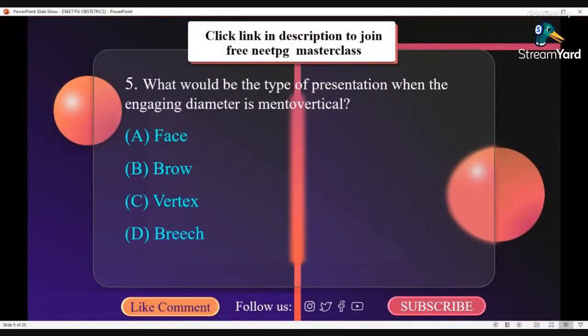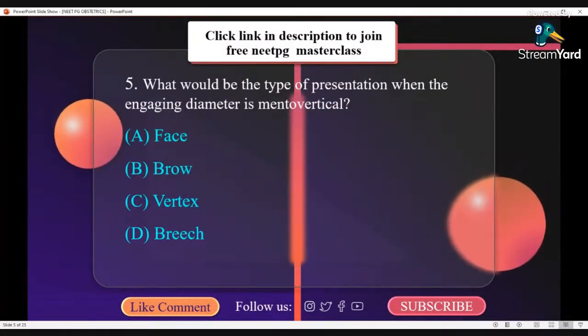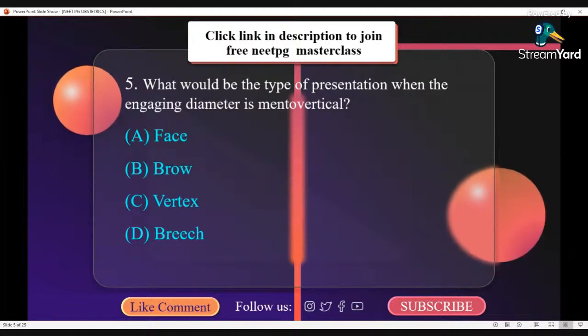What would be the type of presentation when the engaging diameter is mento-vertical? It is brow presentation, B.